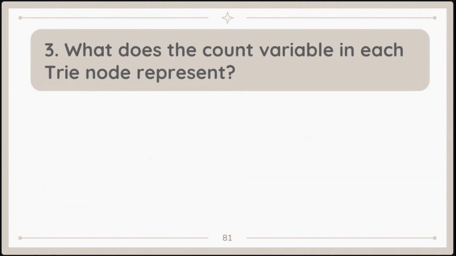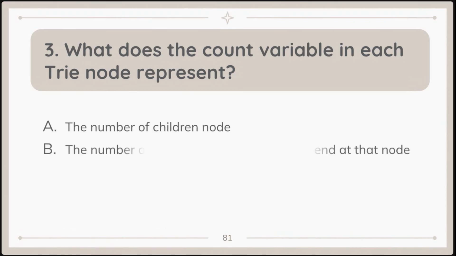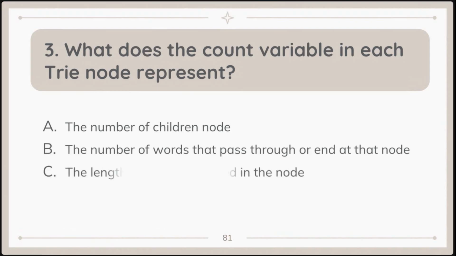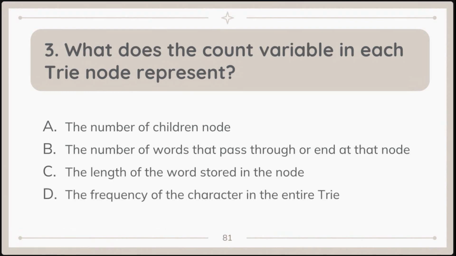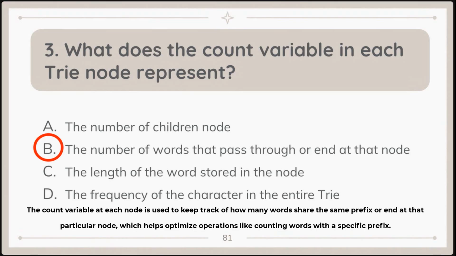The third question is, what does the count variable in each trie node represent? A. The number of child nodes. B. The number of words that pass through or end at that node. C. The length of the word stored in the node. D. The frequency of the character in the entire tree. The correct answer is B.